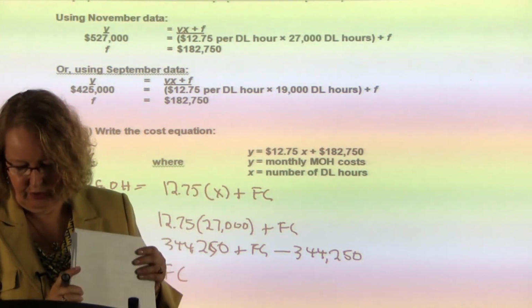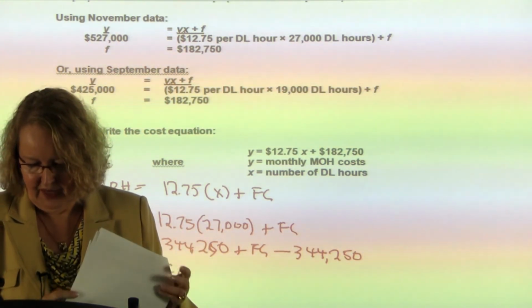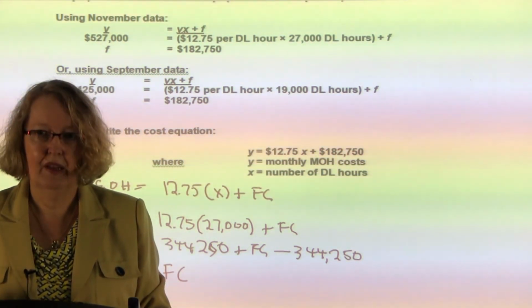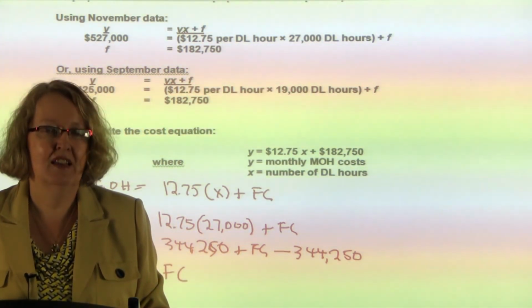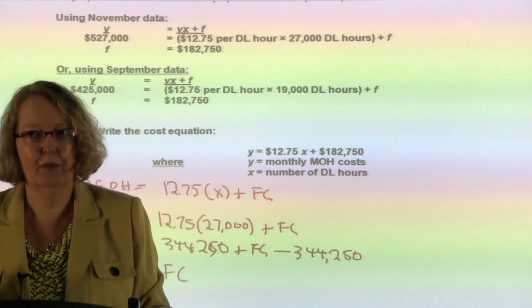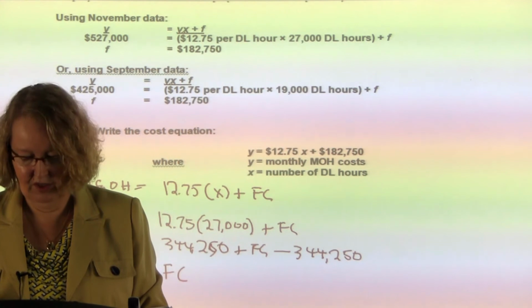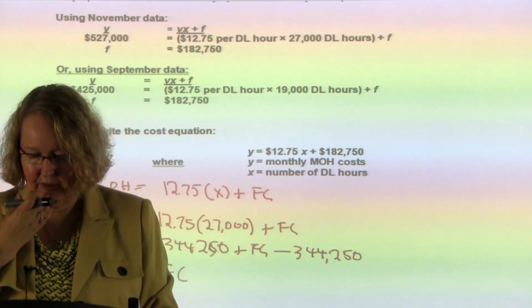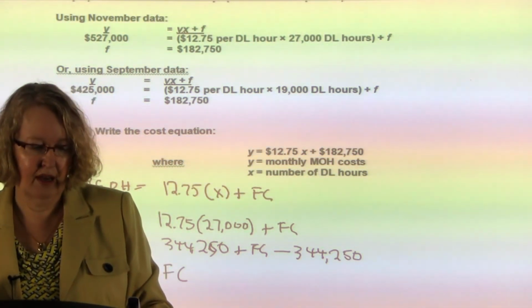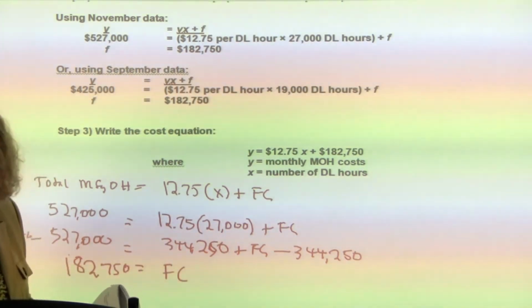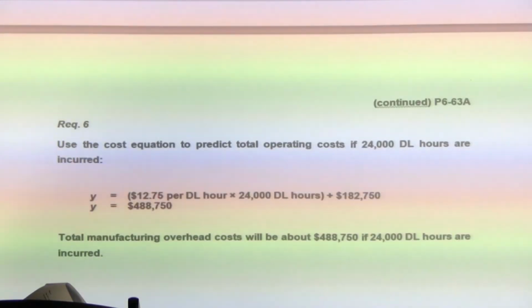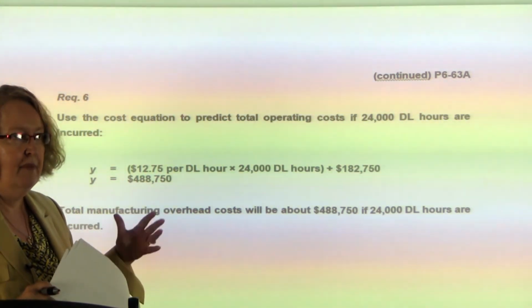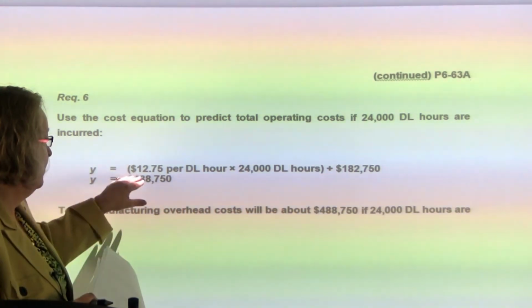So with requirement number 6, now that you have your formula, you can use that formula to do what we call what-if analysis. Management can say, now that we know the formula, this gives them a lot of information. We can say, what if we end up with 24,000 direct labor hours in the month of January, what will our total cost be? When you're looking at that solution, you keep your 12.75, because regardless of the number of direct labor hours, it's going to be 12.75 per hour.